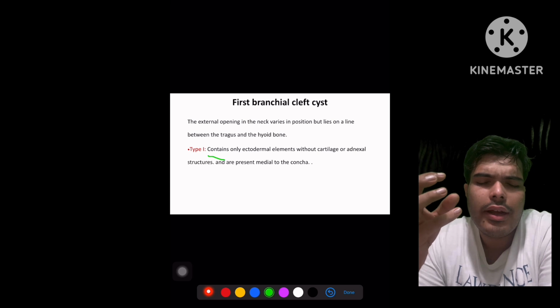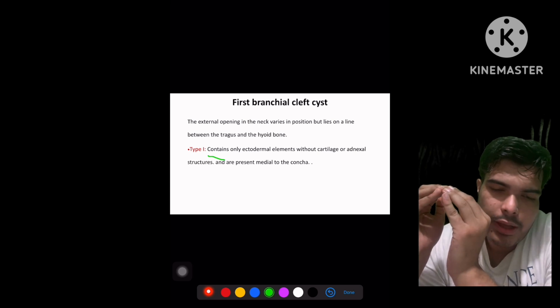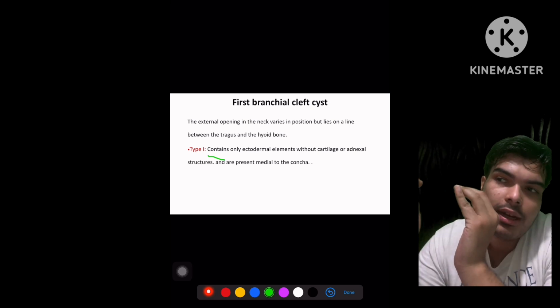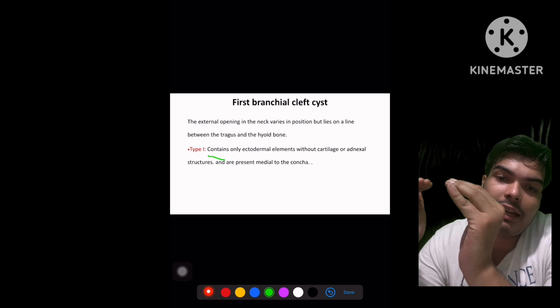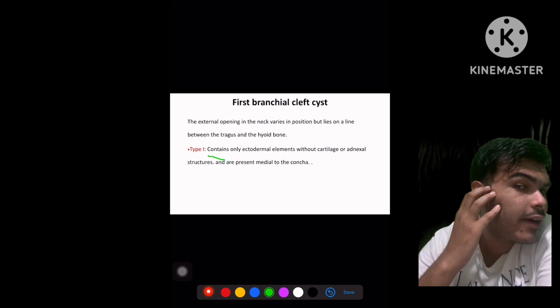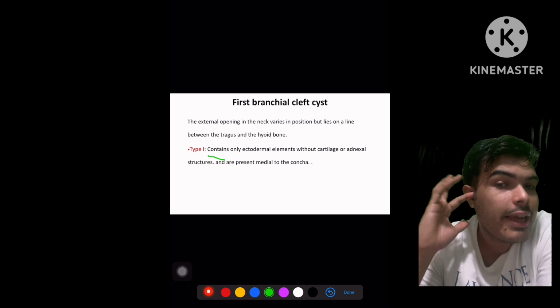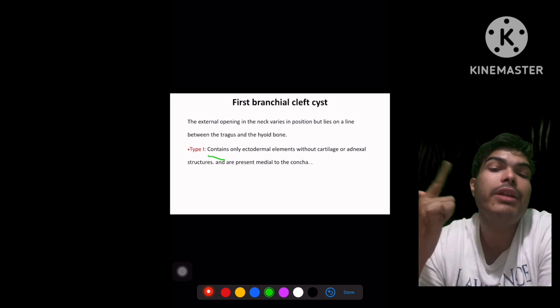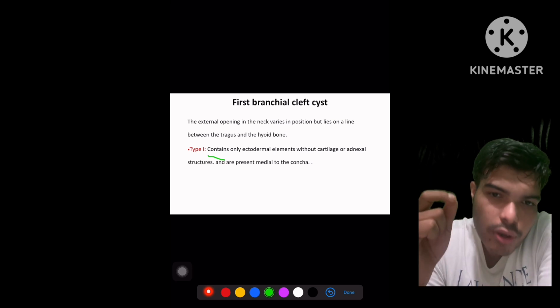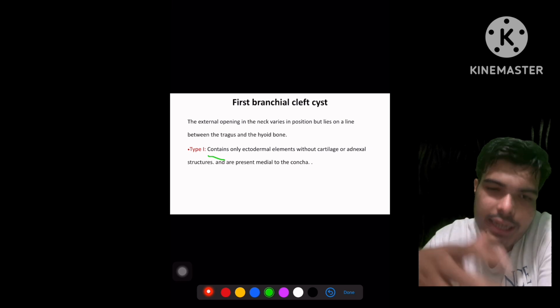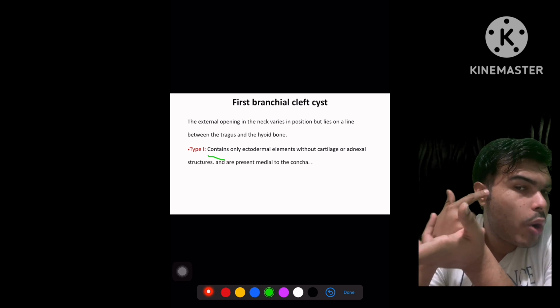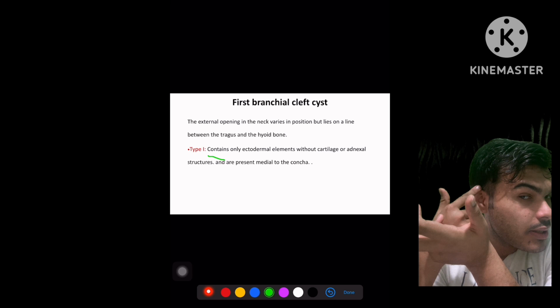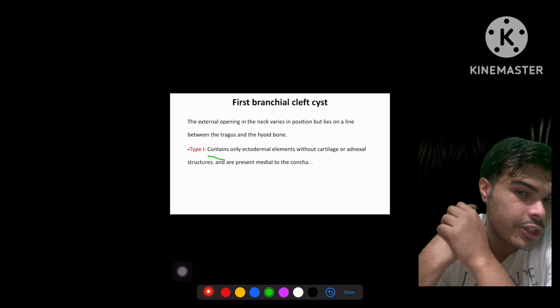Actually, if there is a fusion defect, the first branchial cleft and the second branchial cleft must fuse at the area of incisura terminalis. If there is no fusion, there is a preauricular sinus. Okay, a preauricular sinus is a blind sac, right? Basically, only the tragus is made up of the second arch. Others are all made up of the first arch.